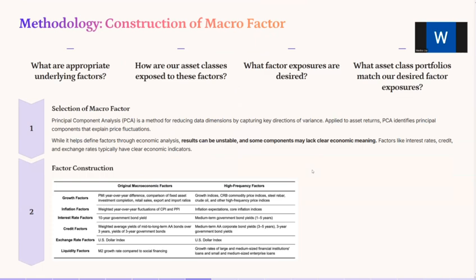So we can use original macroeconomic factors. However, our method calculates by month, so the macroeconomic factors are low frequency. So we can use some high frequency factors as proxy, as you can see in the table.